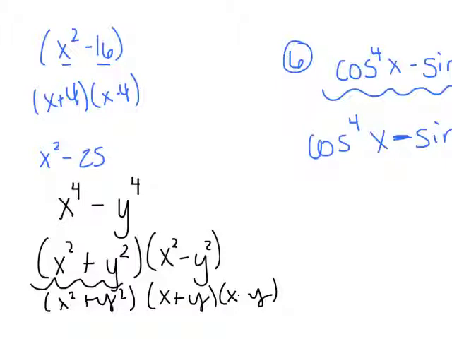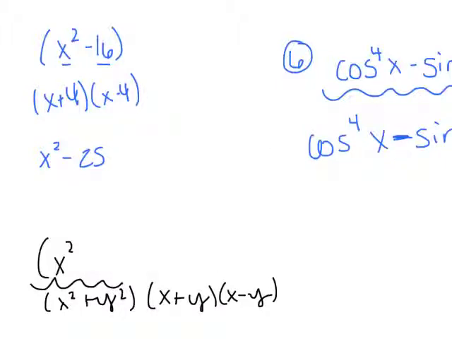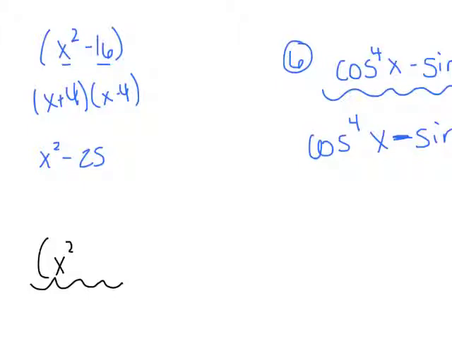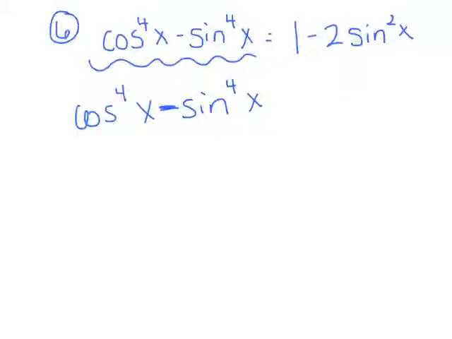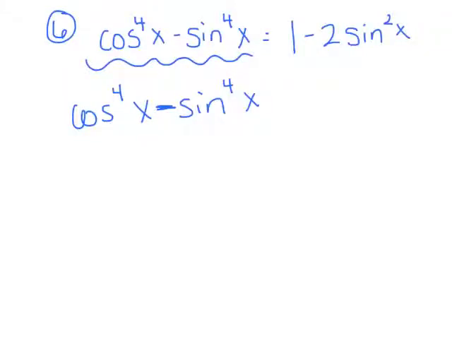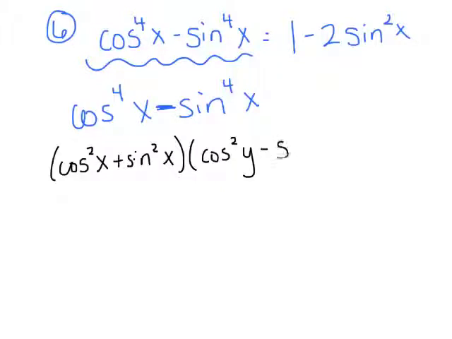So go back to the trig, and I want you to try and factor cosine to the fourth x minus sine to the fourth x. Go ahead and try to factor cosine to the fourth minus sine to the fourth. So I get cosine squared plus sine squared. It doesn't matter if you separate with the plus first or second. Cosine squared minus sine squared.